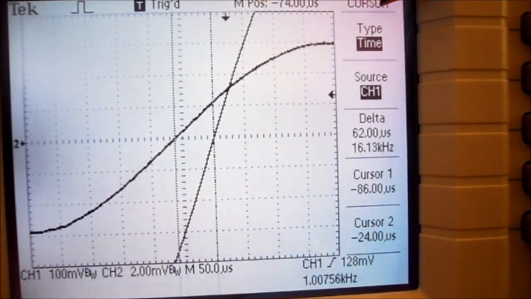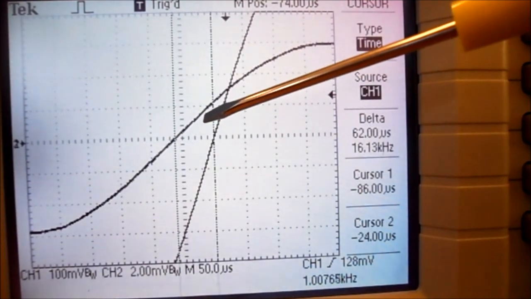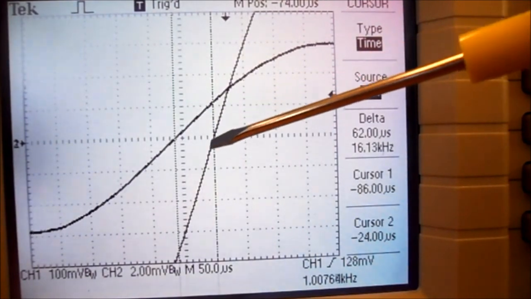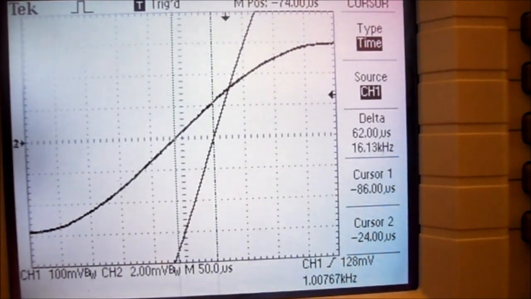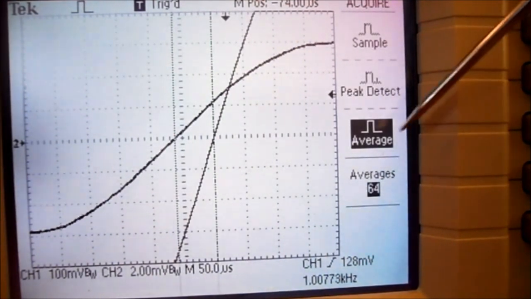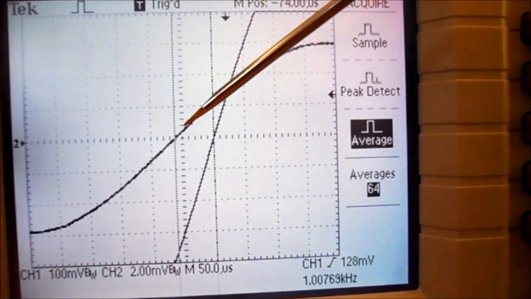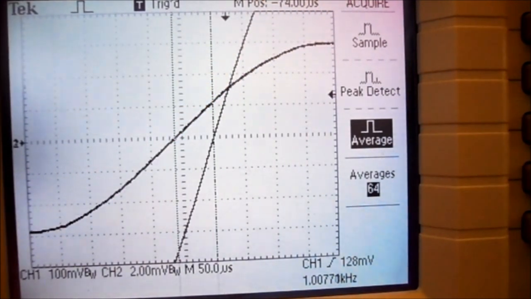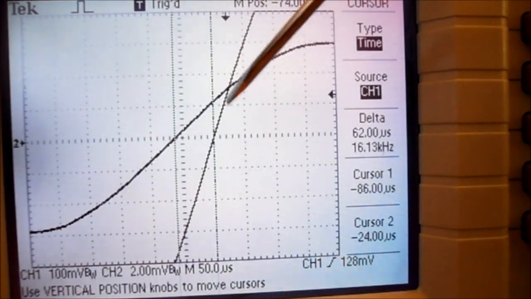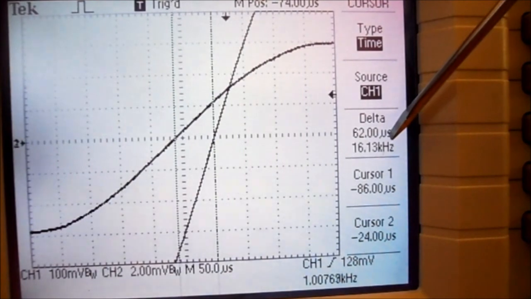Putting on my cursors to type time, you can see that I've had to readjust my volts per division for both channels to get the lines as vertical so I can find the zero crossing point. I've also gone to the acquire menu and changed it to averages, so I'm using 64 averages to get that line as smooth as possible to find the exact zero crossing. And you can see that it is actually leading, so it's positive 62 microseconds.